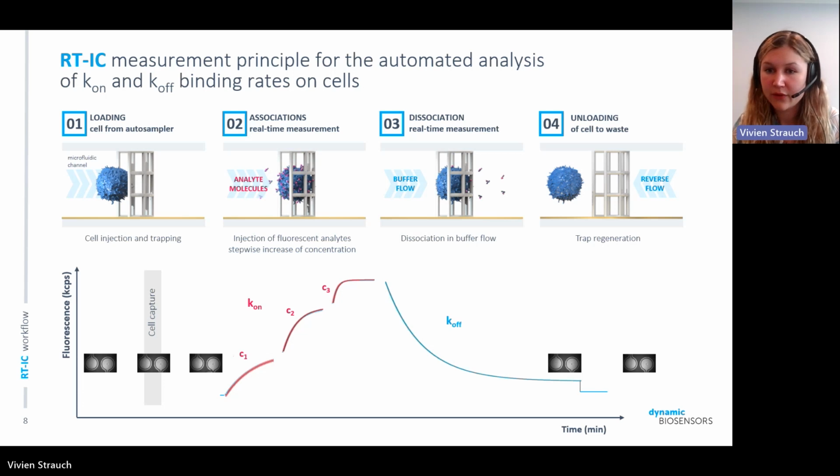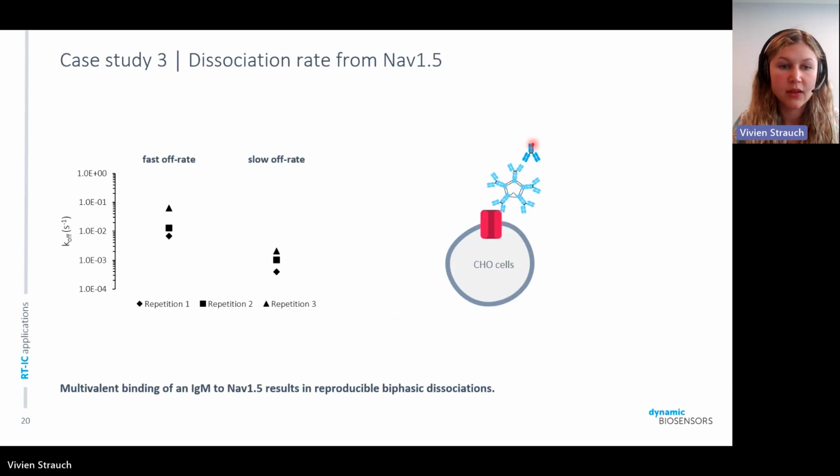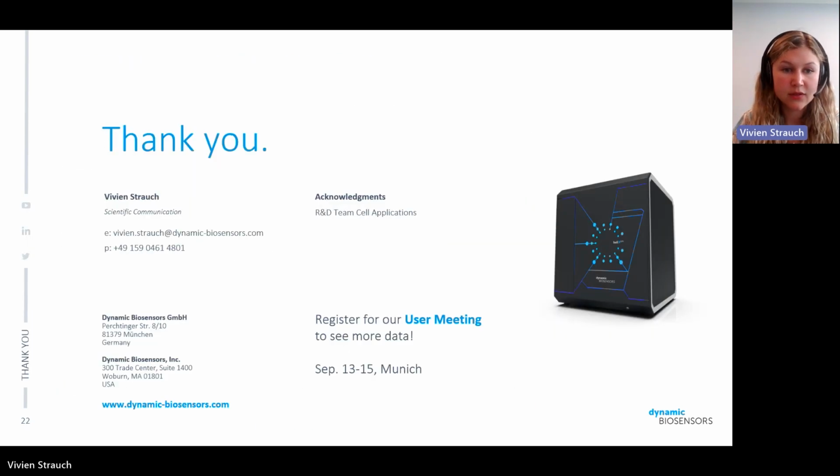Okay, then we have a question if we have the system in the USA. We do. We have a daughter company in the USA. So it's in Woburn, the Dynamic Biosensors Inc. We also have an office in Boston. So you can also go there for a demonstration or send your samples there if you are placed in the US. There's no problem with that.